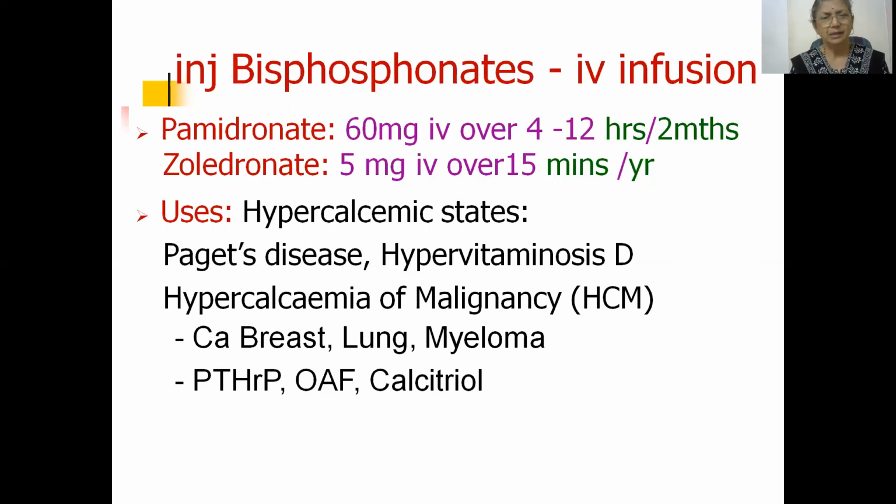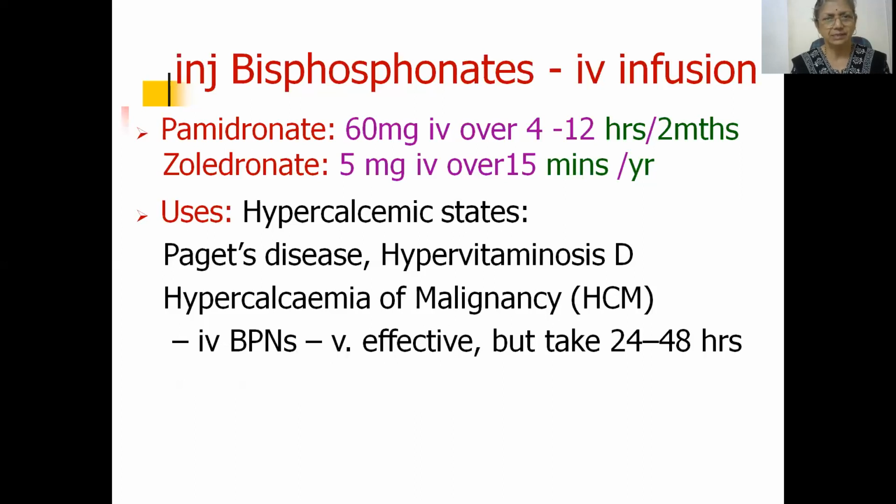Why does it happen? Because parathormone-related protein is released in huge amounts. Osteoclast activating factor is released. There's bone metastasis with release of osteoclast activating factor in huge amounts and formation of calcitriol in huge amounts. So there is severe hypercalcemia, which if not treated can result in death within 6 months.